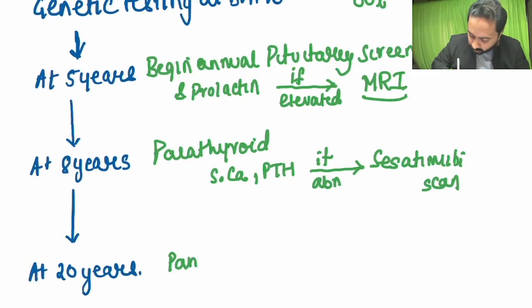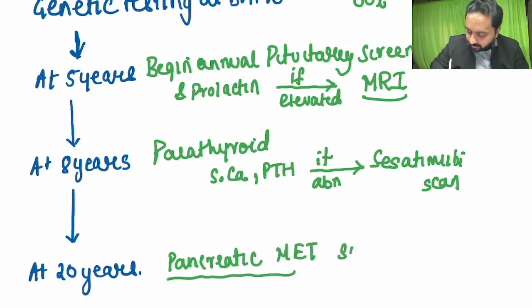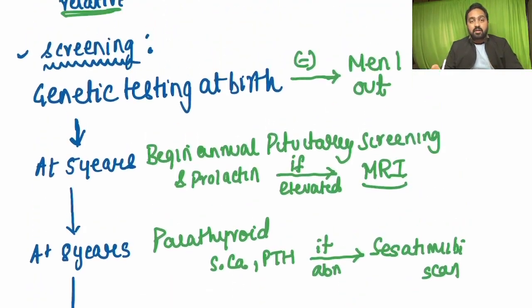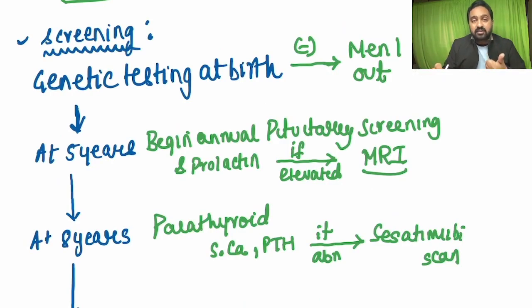Now the remaining third P, which is the pancreas, we begin the screening at the age of 20, right? So over here we begin the pancreatic neuroendocrine tumor screening, right? So the screening begins at the birth. We do the genetic testing, followed by at the age of 5 years, which would be the pituitary screening.